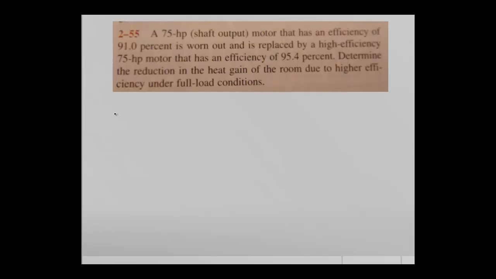This time we have problem 255, in which we are told that we have a 75 horsepower motor. This 75 horsepower is the shaft output and has an efficiency of 91%. This motor is worn out and is replaced by a high efficiency motor of the same output but 95.4% efficiency. So what is the reduction of heat gain at the room due to the higher efficiency under full load conditions?